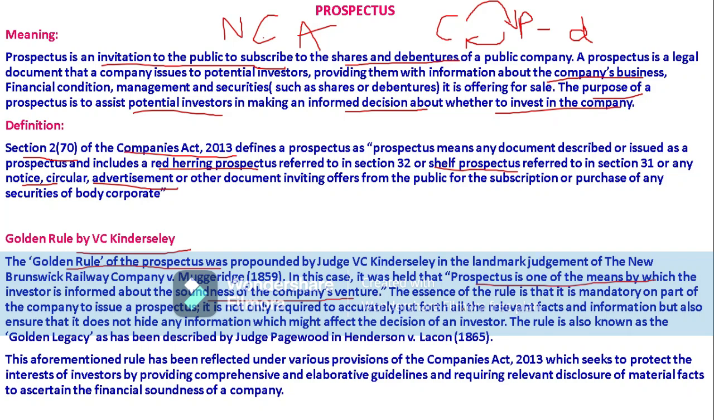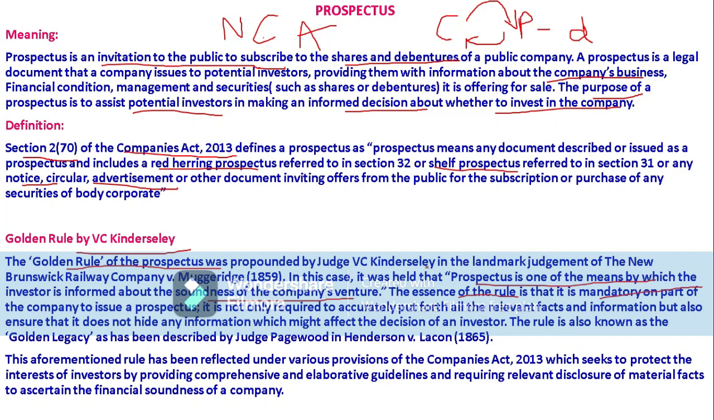Okay, so the essence of the rule is that it is mandatory on the part of the company to issue a prospectus. This is the judgment given in this case by V.C. Kindersley. Means the golden rule is that it is mandatory, it is compulsory, for the company to issue a prospectus. Accurate information should be given, not approximate information. Accurate information should be given, with facts. Okay, so this is the golden rule regarding the prospectus.